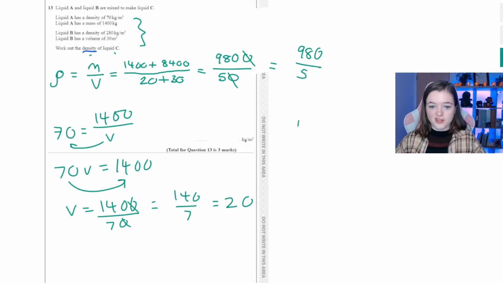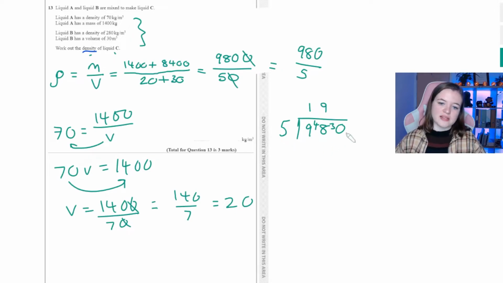So I'm going to just divide those. Might as well, non-calculator. So 980 divided by 5. 5 into 9 goes once with 4 left over. 5 into 48, well, 5 goes into 45 9 times, so 3 left over. And then 5 into 30, 6 times. So 196. And there I have it.